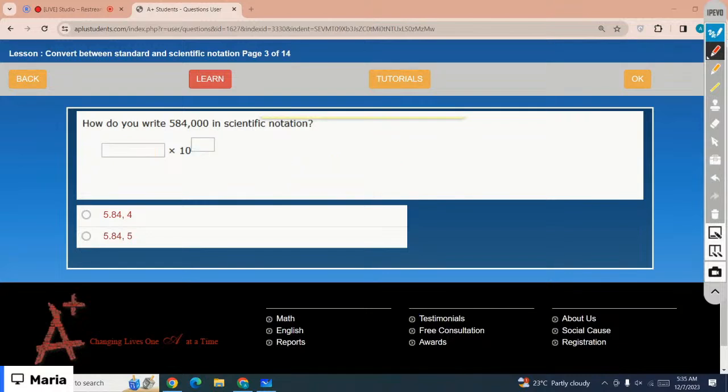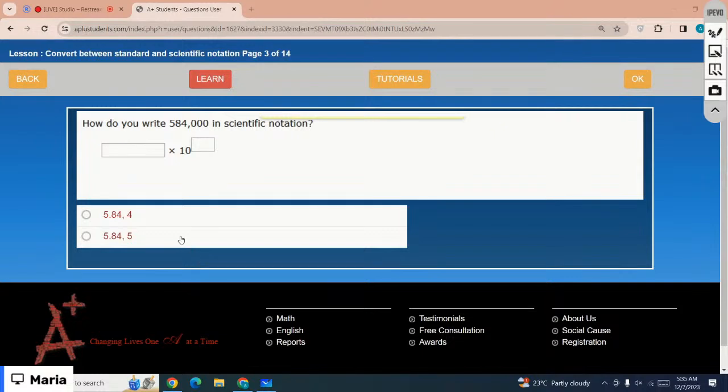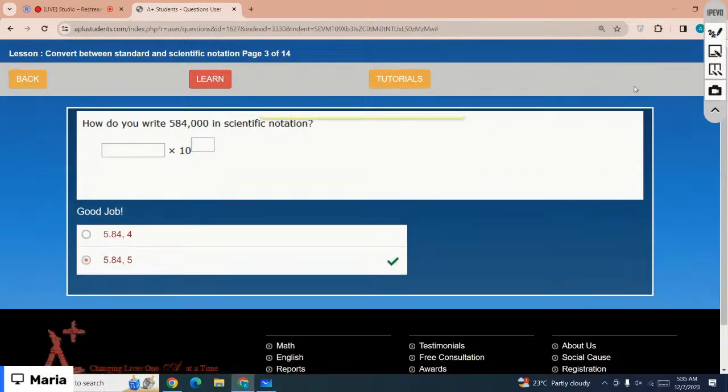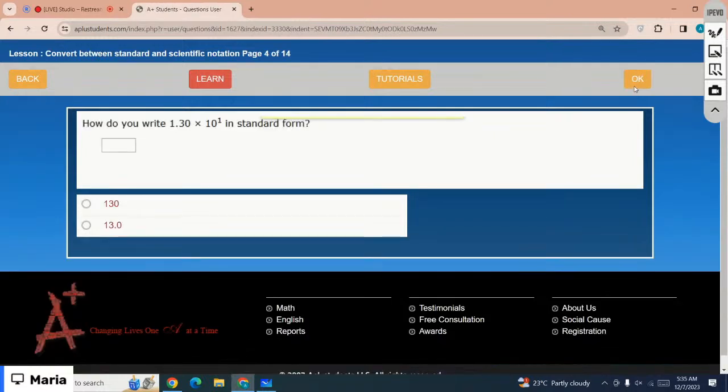Okay, for the next one, you have to write the answers. Option 2 is the correct option. How do you write 1.30 times 10 exponent 1 in standard form, which is the correct option? The exponent of 10 is 1. You just need to move the decimal point one place, right? So when you move one place right, the correct option is 13.0. Got it?